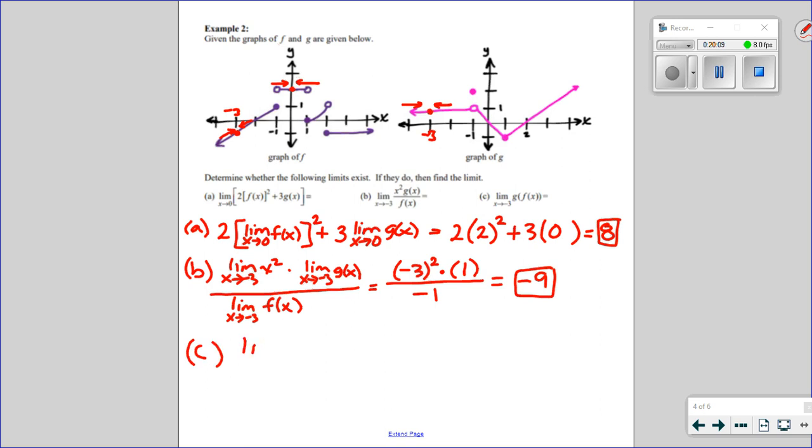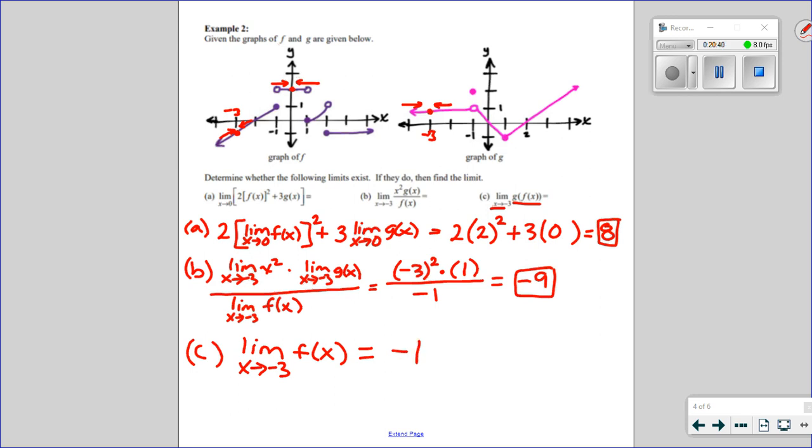Okay, now this time we're faced with a composition. Okay, so we want to find the limit as x approaches negative 3 of g of f. So what we're going to do is we're going to start on the inside. We're going to evaluate the limit as x approaches negative 3 of f of x. Okay, now we actually just did that. We can see that the limit as x approaches negative 3 of f of x equals negative 1.